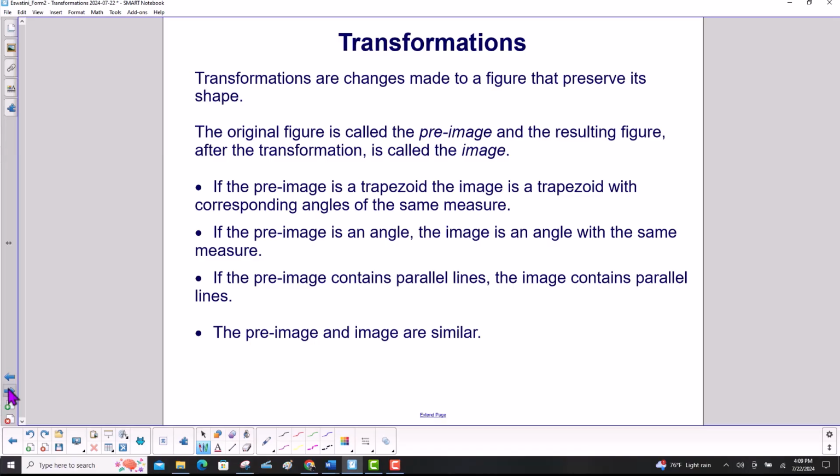Transformations are changes made to a figure that preserve its shape. The original figure is called the pre-image, and the resulting figure after the transformation is called the image. If the pre-image is a trapezoid, the image is a trapezoid, with corresponding angles of the same measure. If the pre-image is an angle, the image is an angle with the same measure. If the pre-image contains parallel lines, the image contains parallel lines. The pre-image and the image are similar.